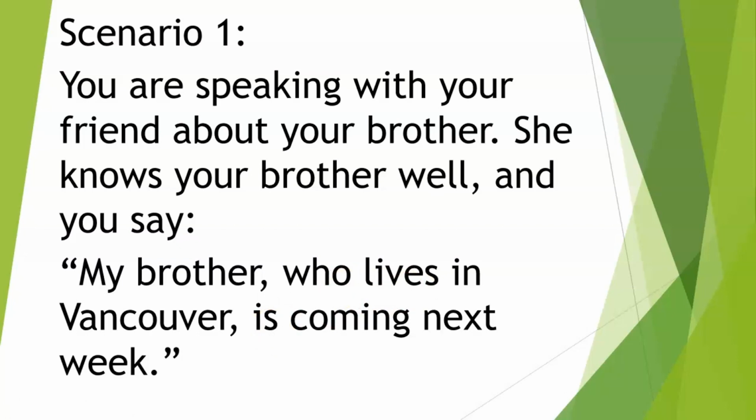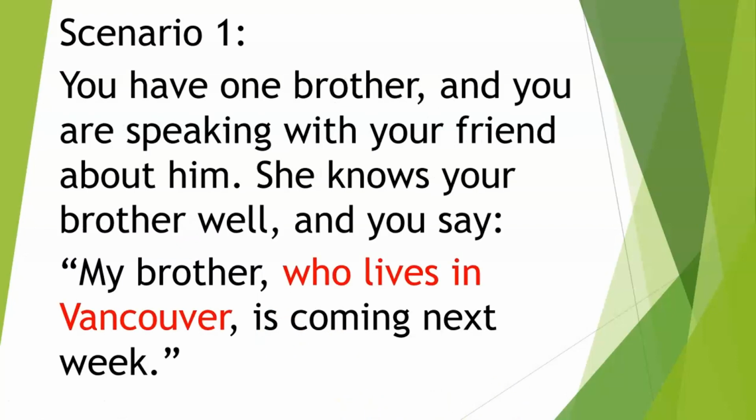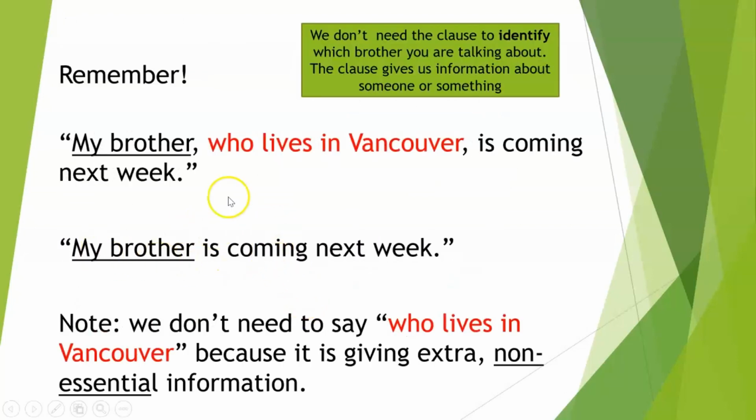My brother, who lives in Vancouver, is coming next week. Now remember, you have only one brother, and you're speaking with your friend about him. She knows your brother well, and you say, "My brother, who lives in Vancouver, is coming next week," right? We don't need this clause to identify who you are talking about.